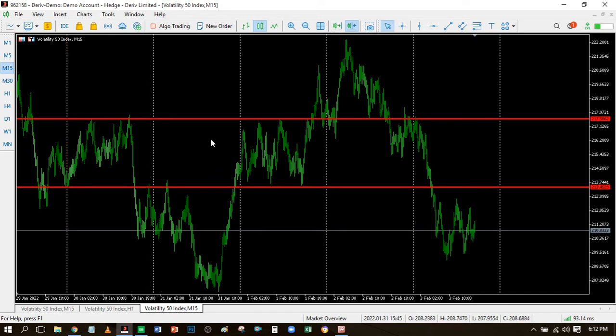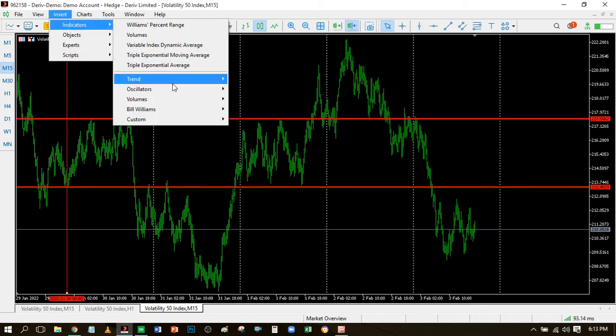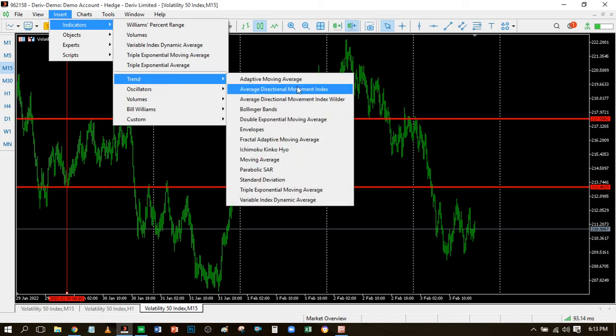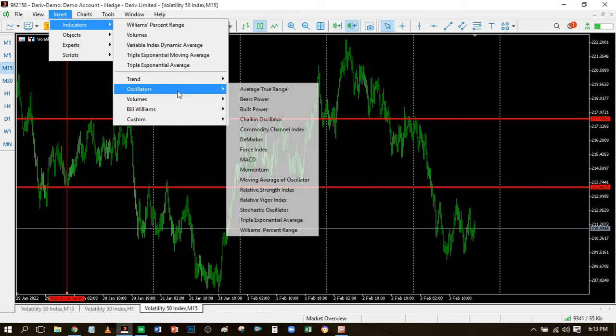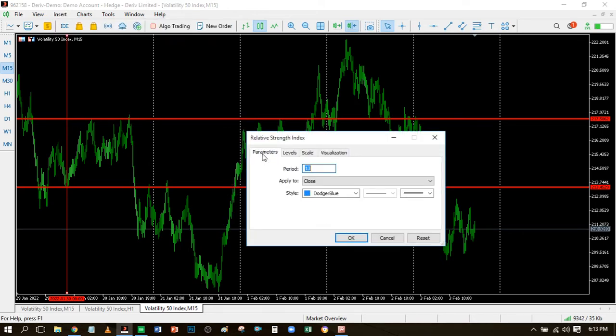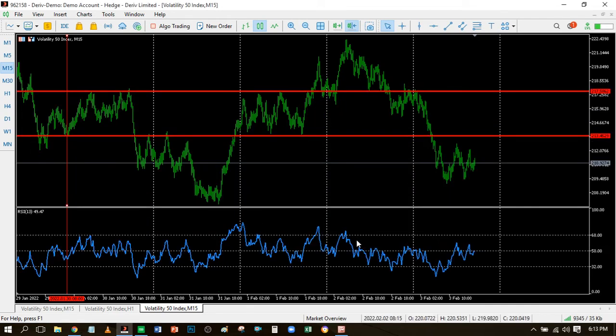Now the first thing you want to do is add your RSI indicator. All right, just add your RSI indicator. Where is your relative strength index? Sorry guys, relative strength index. All right, so I use the relative strength index period 13. Just use period 13 and click OK.